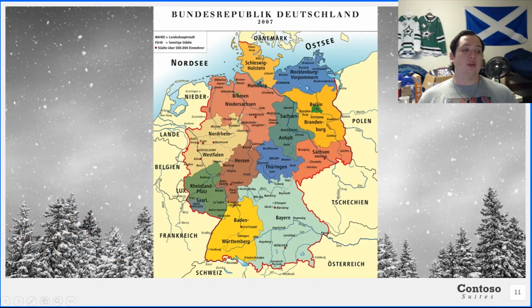I mean, that brings us to modern day Germany, which you can see the map of its states and borders on your screen there. And that's modern day Germany. That's the modern day German state.